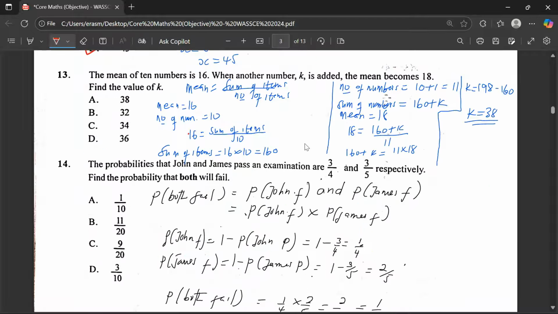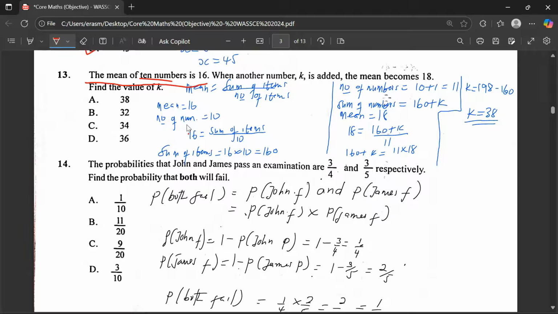The mean of 10 numbers is 16. When another number k is added, the mean becomes 18. Find the value of k. Now remember, mean equals sum of items over number of items. Now, from the first statement, we have mean to be 16, and then the number of numbers, that is 10, right? 10 numbers, right?